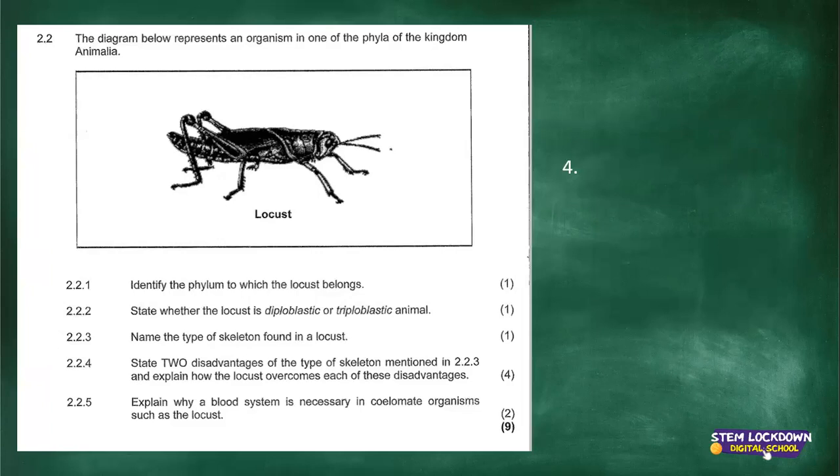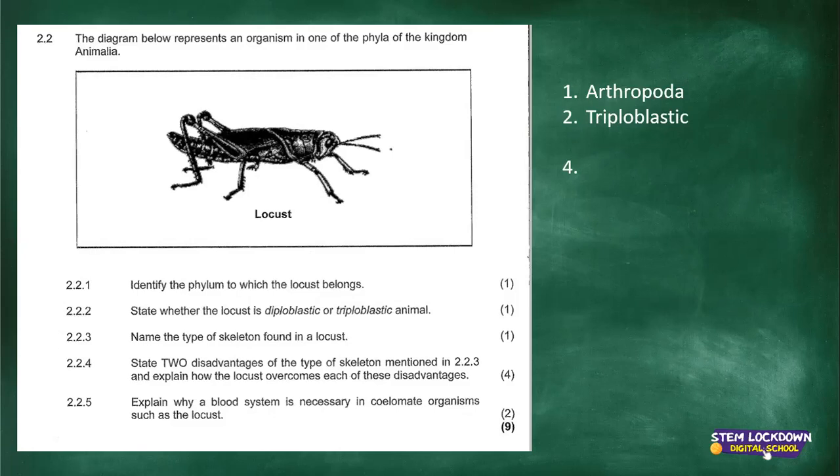Okay, yes. 2.2, the diagram below represents an organism in one of the phyla of the kingdom Animalia. This is a locust. 2.2.1, identify the phylum to which the locust belongs. What is the phylum which this locust belongs to? Arthropoda. Question 2.2.2, state whether the locust is diploblastic or triploblastic. It is triploblastic. It has three layers, right? Ecto, endo, mesoderm.